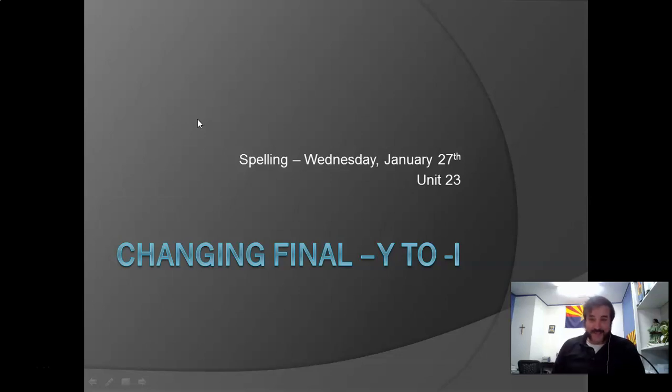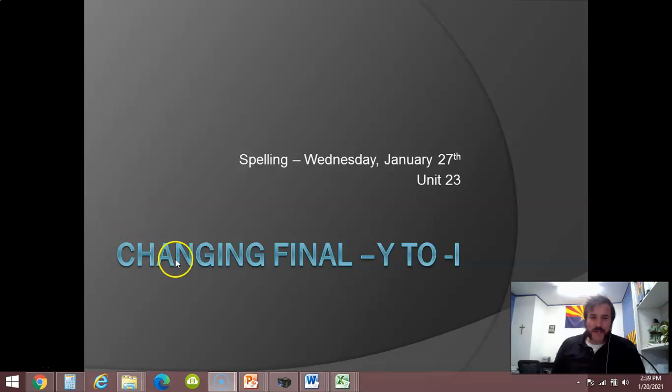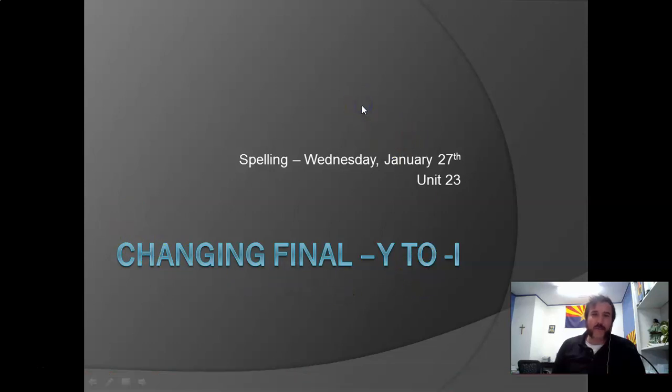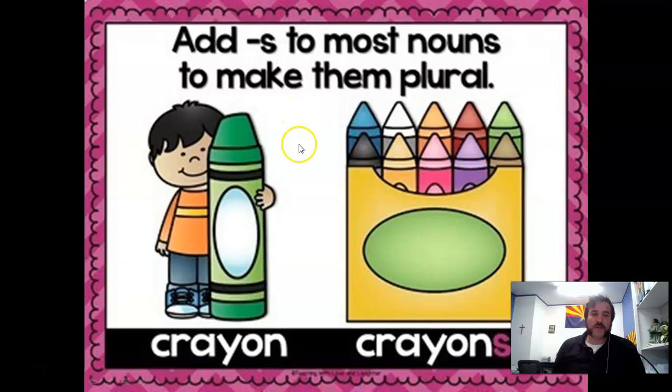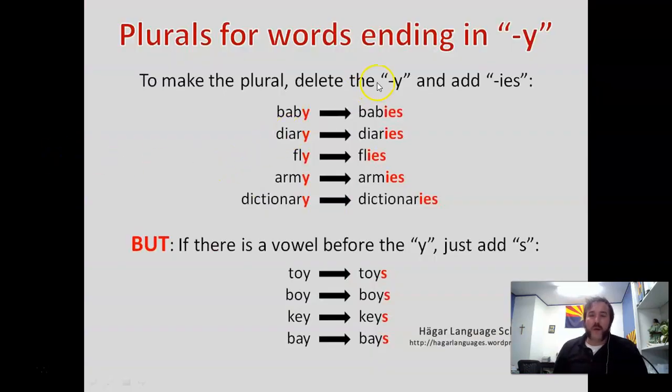We have a couple days to the test, and that is to remember changing the final Y to I. Now, a couple words of caution. I don't want you to think that I'm turning spelling class into English class, but I also don't want to forget this. I know, as this paper says, you add S to most nouns to make them plural. One crayon, ten crayons. You just add S. Not what we're learning in this lesson. The one thing that we are learning is you got to change the Y to I and add ES.